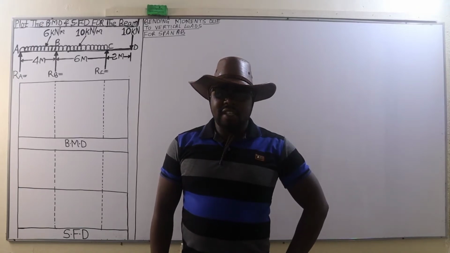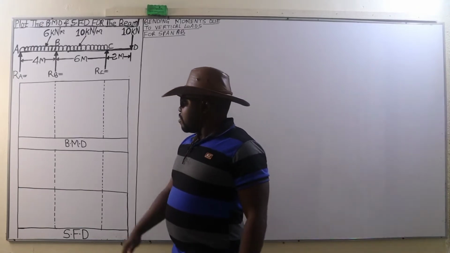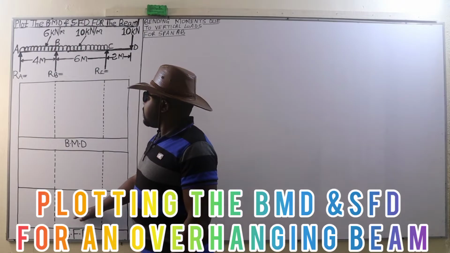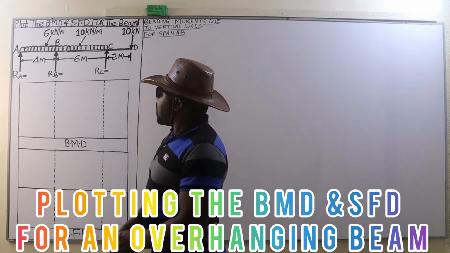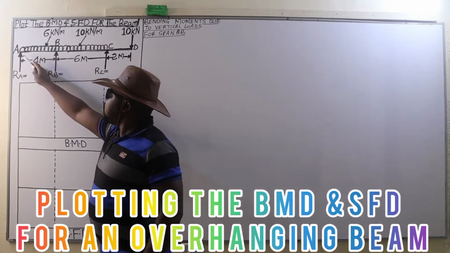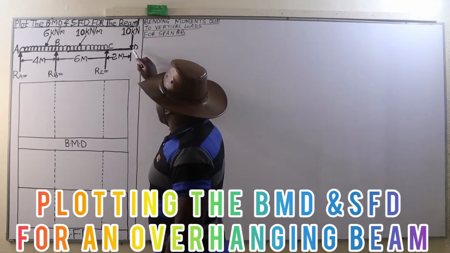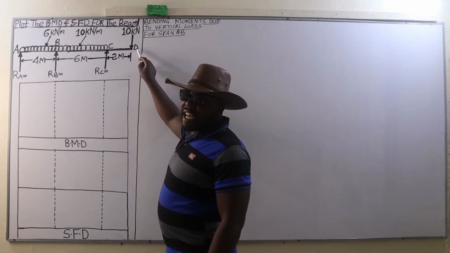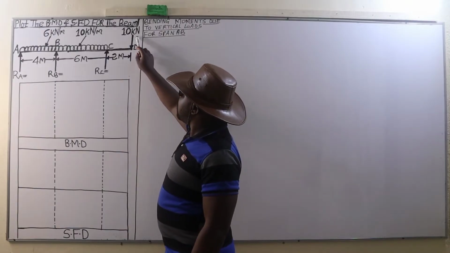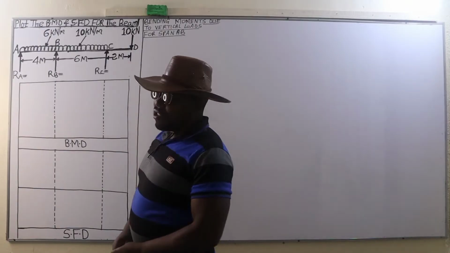Welcome to our today's lesson, and today we are going to plot the BMD as well as the SFD for an overhanging beam that is loaded with the UDL between the span A all the way to B, and on the overhanging end D, the beam is loaded with a point load of 10 kilonewtons.